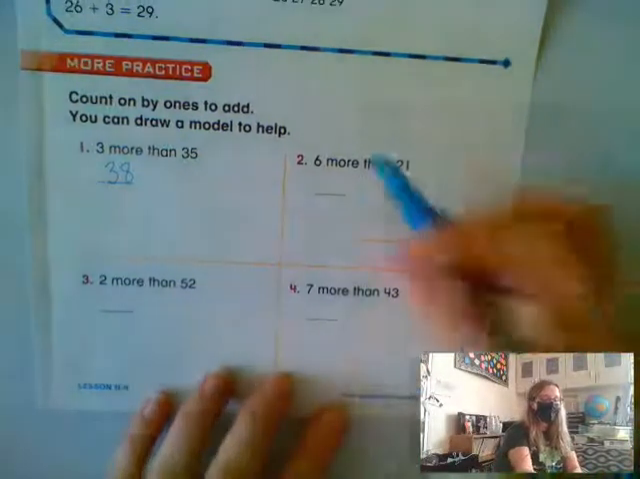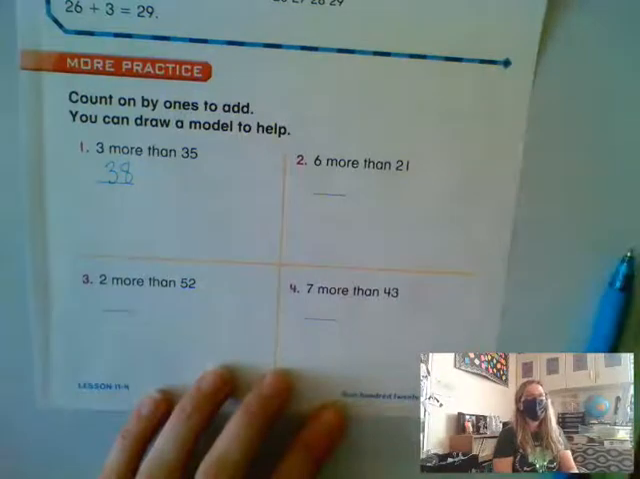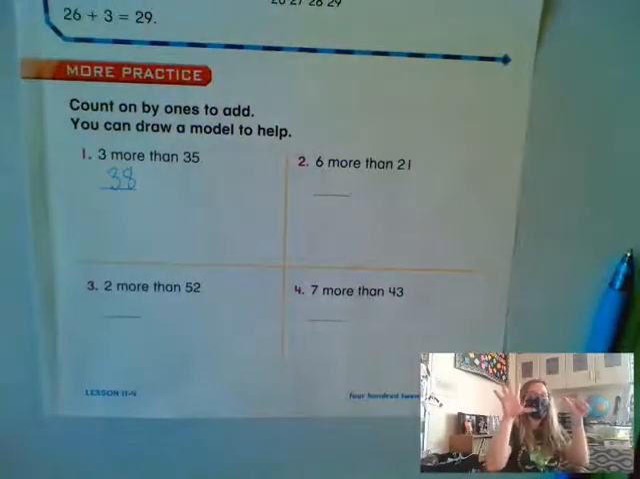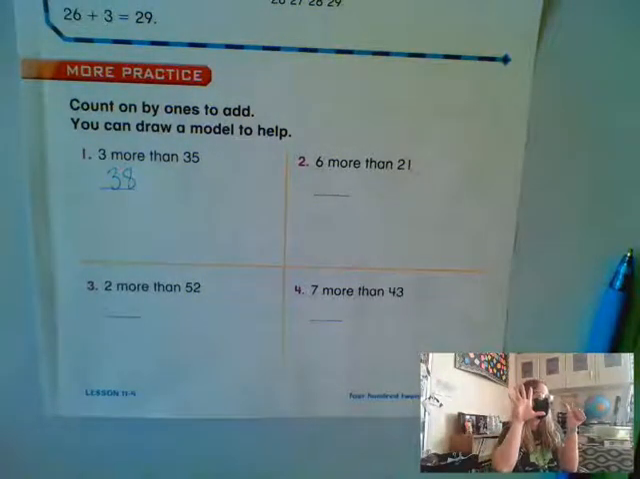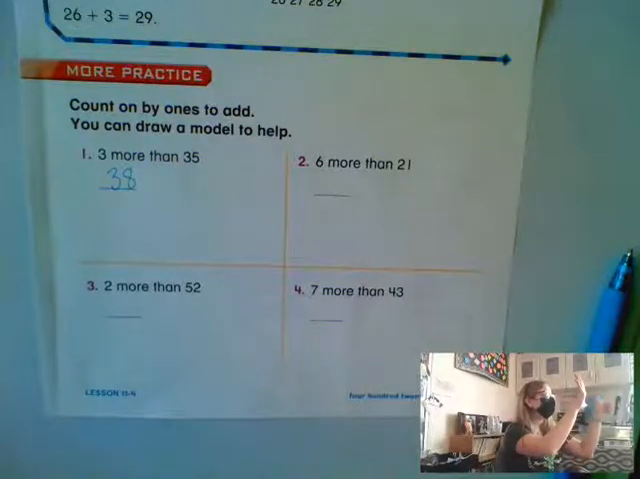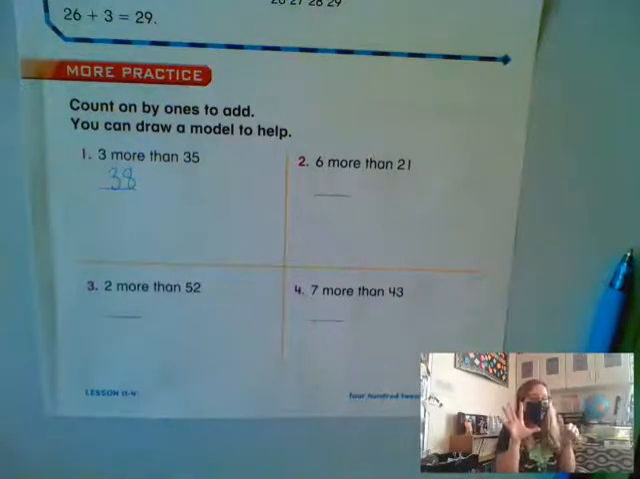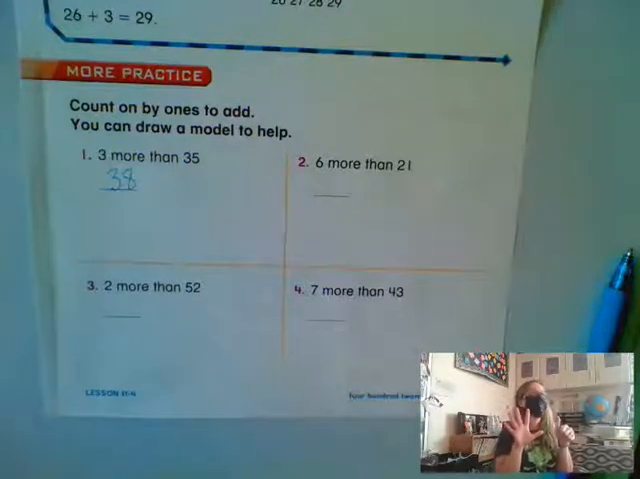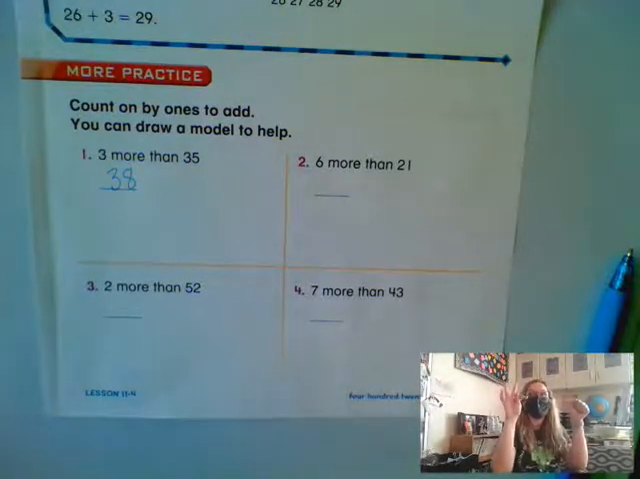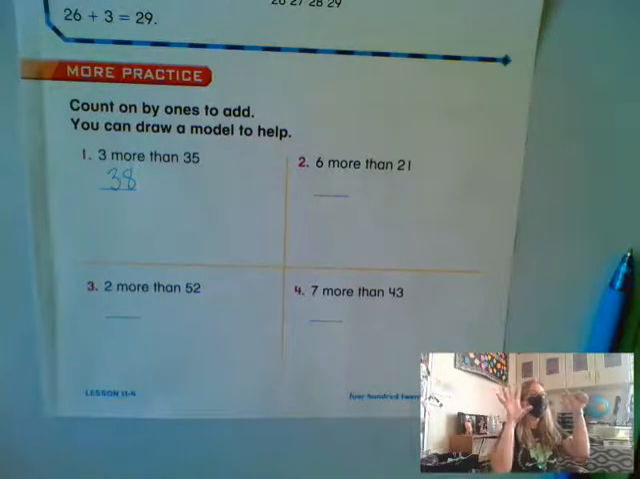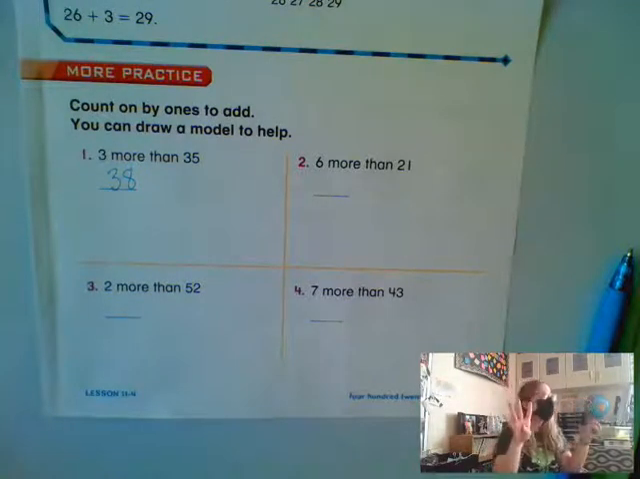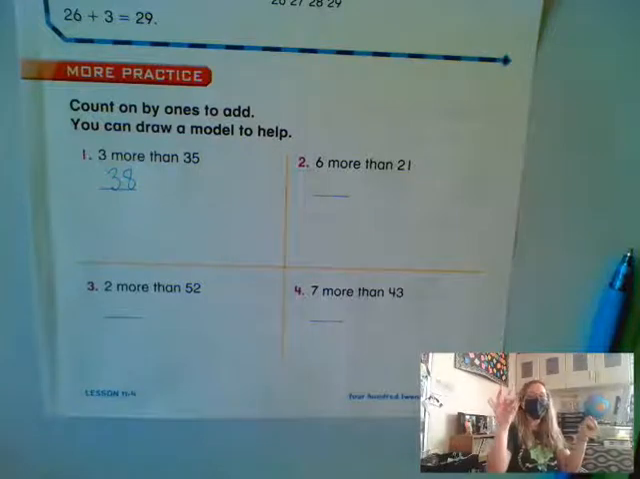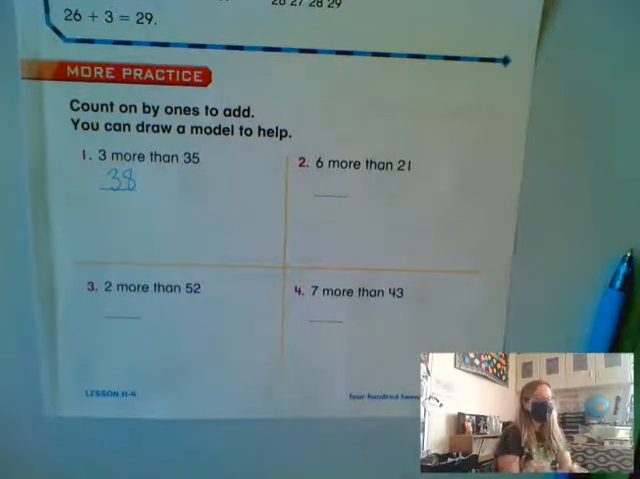So, number 2 says 6 more than 21. So everybody hold up 6 fingers. That's a whole hand plus a thumb. 6 fingers. Hold them up. 5 and 1 more is 6. The number is 21. So everybody say 21. And then as we count on, we'll put a finger down each time. Ready? 22, 23, 24, 25, 26, 27. So what is 6 more than 21?